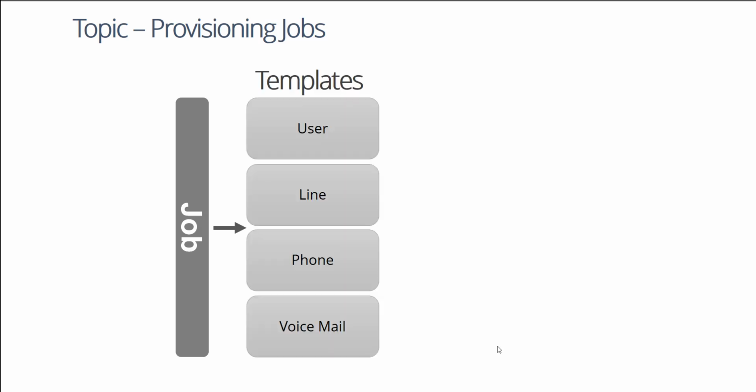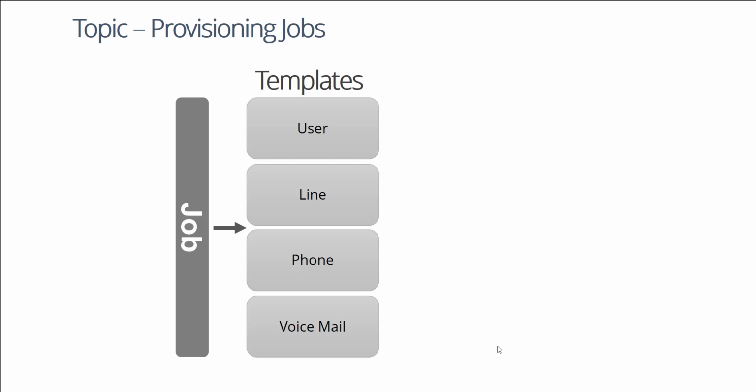So the first thing I want to talk about is really what are jobs. Hopefully you've watched the prior videos on building templates. Jobs are basically actions that are a culmination of provisioning templates, such as user templates, line templates, phone, and voicemail. For example, let's say you want to create a user, give them a line, give them a phone, of course, and give them voicemail.